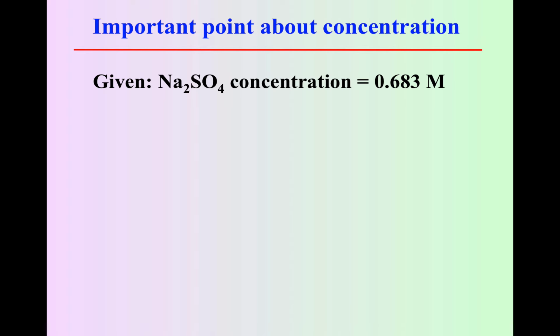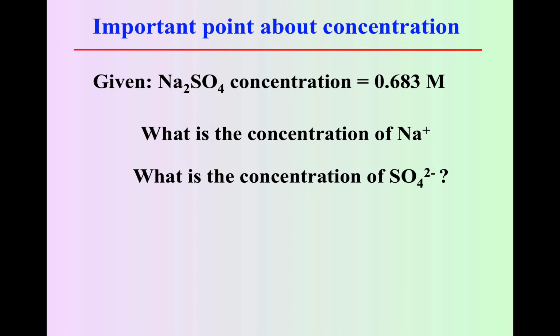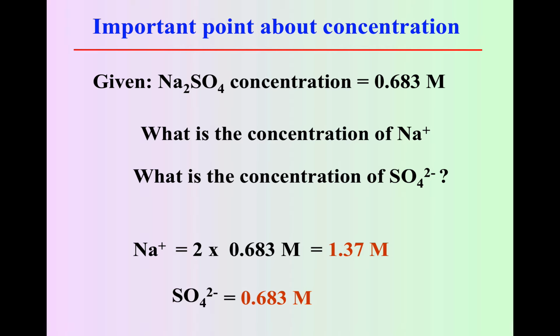We've talked about this before, right? When we look at the formula and you're asked what's the concentration of the sodium ion in a solution where you've got 0.683 molar sodium sulfate, recognize that in solution we have 2 moles of sodium ion for every mole of sodium sulfate. So it's going to be 2 times the molarity of the sodium sulfate solution. For every 1 mole of sodium sulfate, you've got 1 mole of sulfate. So the concentration of the sulfate would be the same as the concentration of the sodium sulfate.